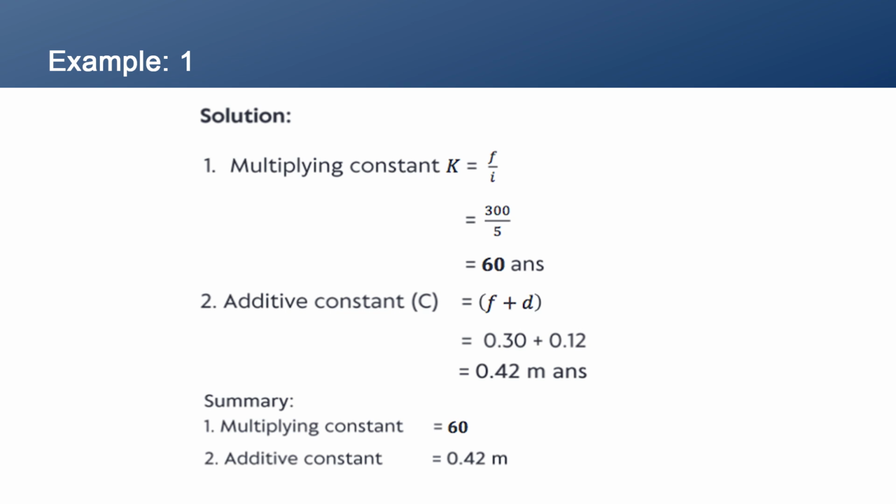Next, we are supposed to determine the additive constant C. C is equal to F plus d, which gives 0.30 plus 0.12, which is 0.42 meter. The summary here is: the multiplying constant is 60 and the additive constant is 0.42 meter.